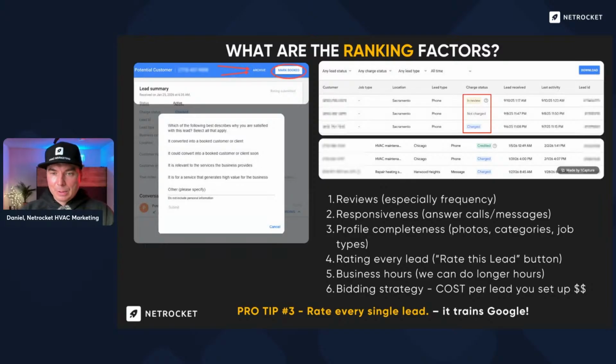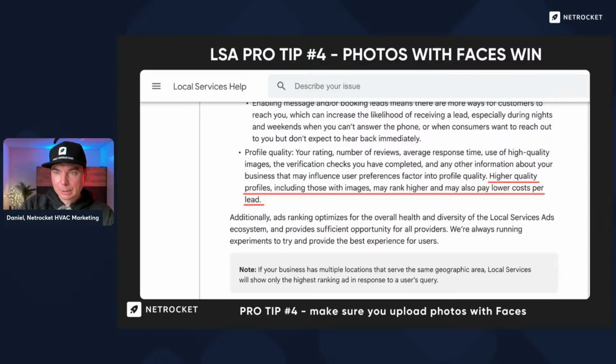So number 5 is business hours. We can do longer hours or shorter hours, but make sure that during the hours which we mentioned, you have the person or a person who can talk to a potential client. And then the bidding strategy, cost per lead. You set up either the cost per lead or maximize leads. This is also a ranking factor, and you can play with that if you don't have enough visibility, and if you don't have enough calls from your local service ads campaign.